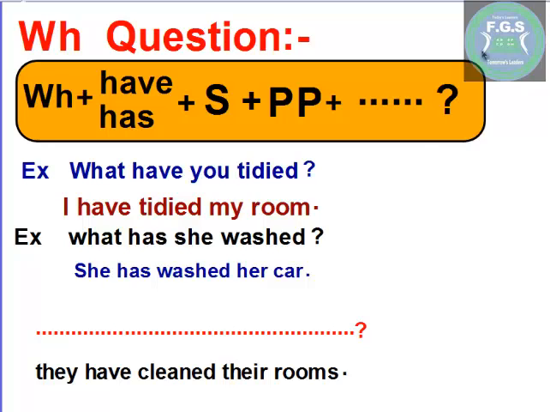But in WH questions, we do it like this: WH question word plus have or has plus the subject plus past participle. For example, what have you tidied? I have tidied my room. What has she washed? She has washed her car.